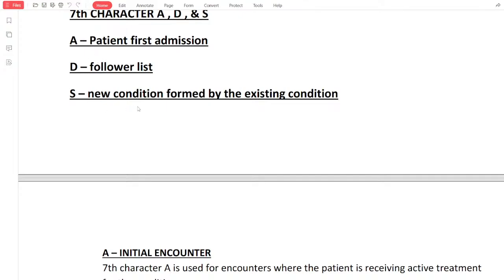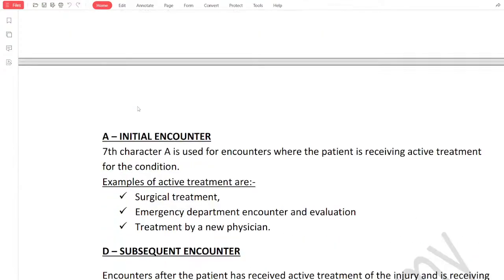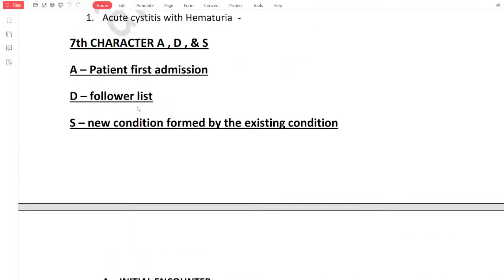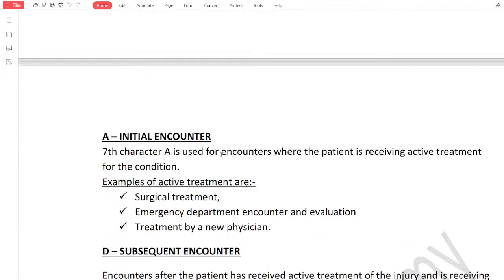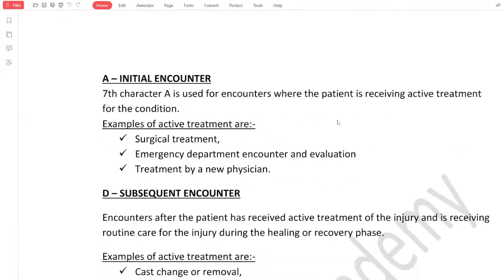A, D, and S. How to use this character? A is patient first admission or initial encounter. The seventh character A is used for an encounter where the patient is receiving active treatment for the condition. When the patient is receiving treatment for his condition, you have to use seventh character A. Examples: surgical treatment, emergency department, treatment by a new physician. Whatever the condition, you have to use the seventh character A.